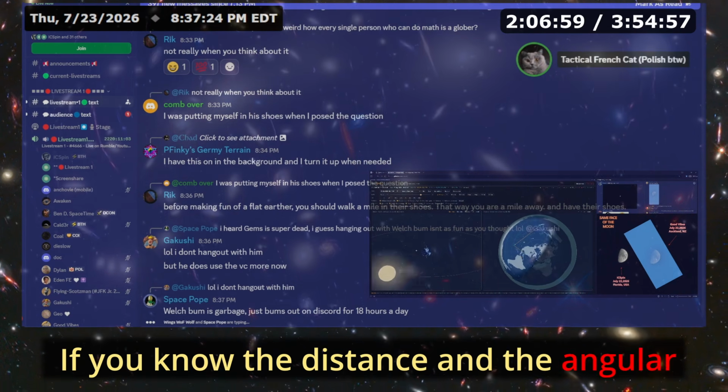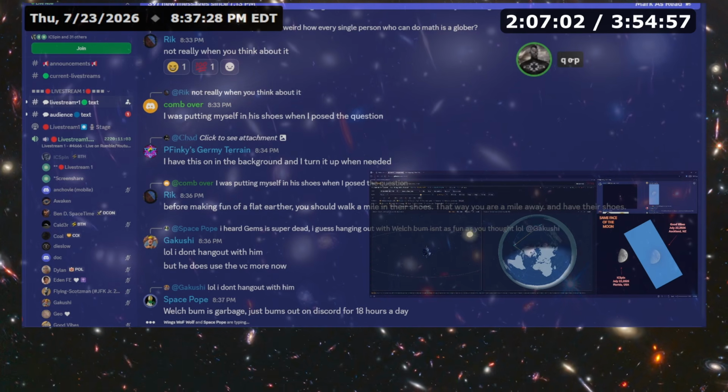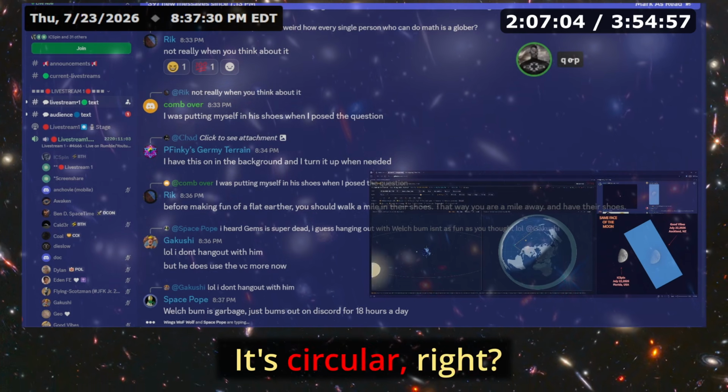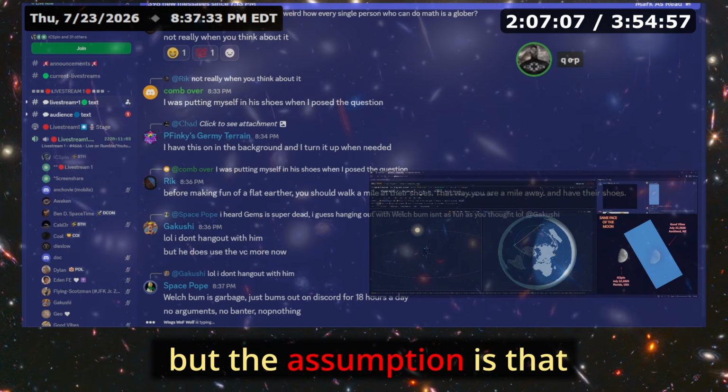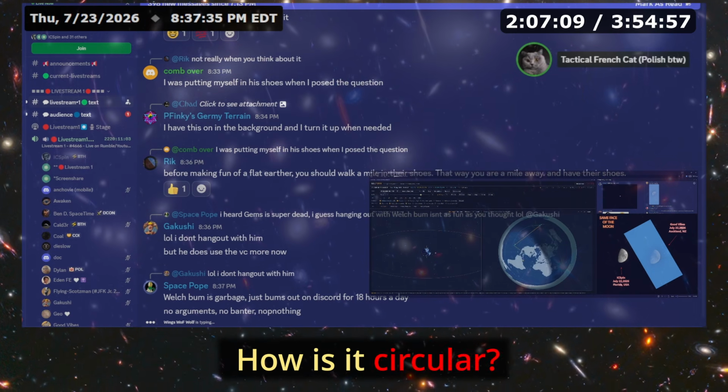If you know the distance and the angular size, you know the size of the object. So it's circular, right? You're claiming there's no assumptions, but the assumption is that you measured the distance. How is it circular, Bob?